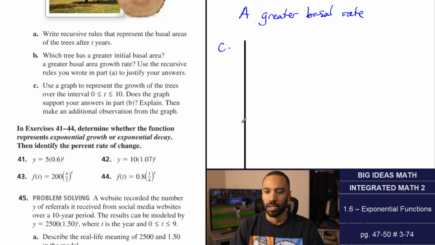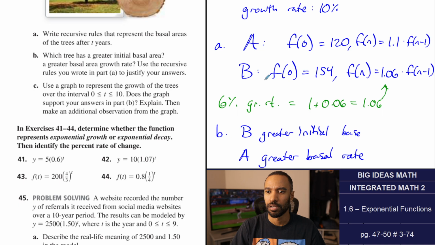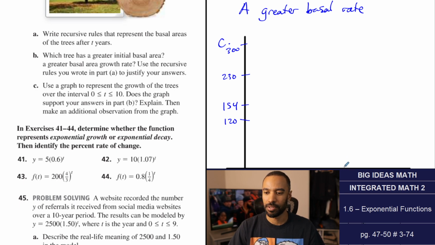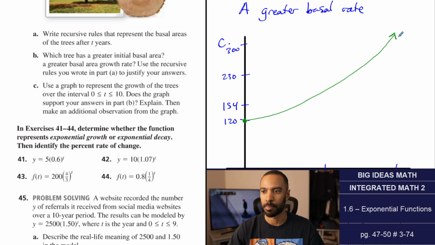So here's 120. And here's, what was the other number? 154. And here's like 230, and here's like 300. Around year 6 to 7, so here's 5, here's 10. So tree A starts at 120, and then that's the one that ends up kind of going higher afterward. So it's a slow, slight exponential curve up through year 10 where it gets to about there-ish. I mean, it goes forever.